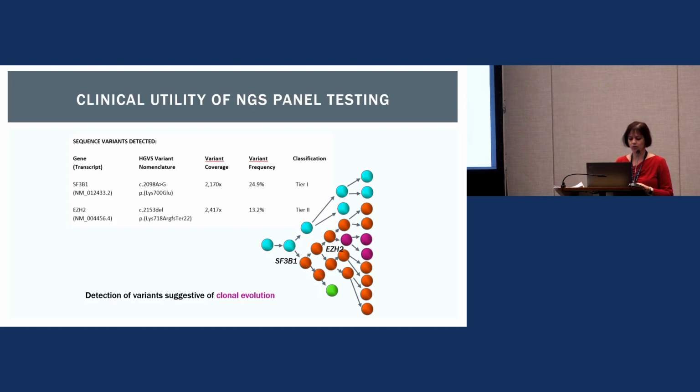This is a case where we have SF3B1 and EZH2 mutations, and we have a higher frequency of the SF3B1. So you can imagine that was the first mutation that happened, and then we acquired EZH2 mutations as part of clonal evolution.